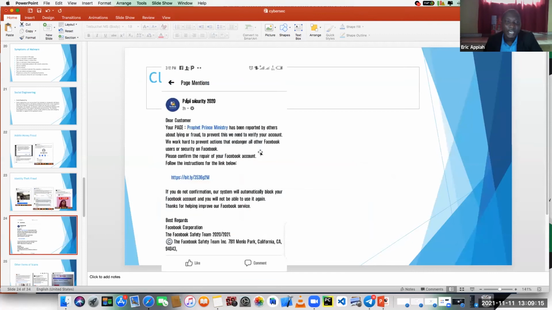And there is also page identity theft. Someone can steal your page. This thing is very, very important, because there are several business pages that are being stolen by these scammers. And when they steal your page, they use your page to do a whole lot of things in your name. And it's not good.